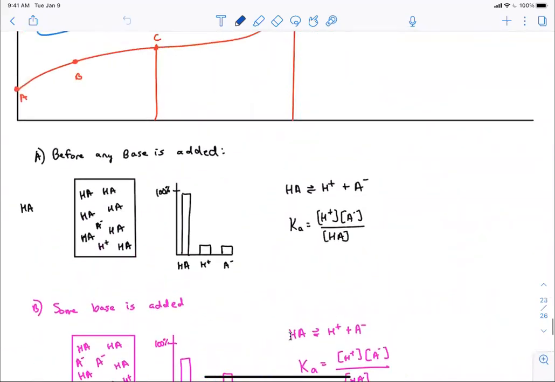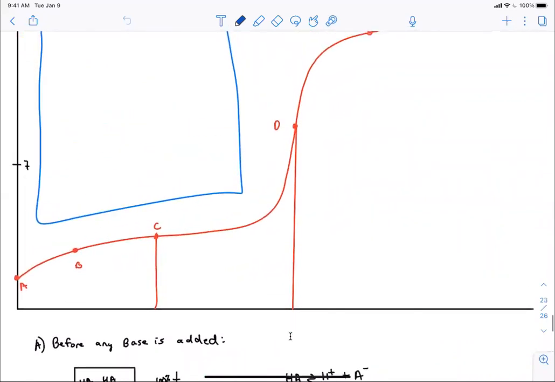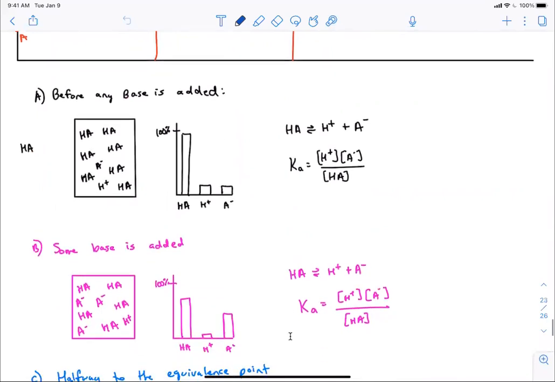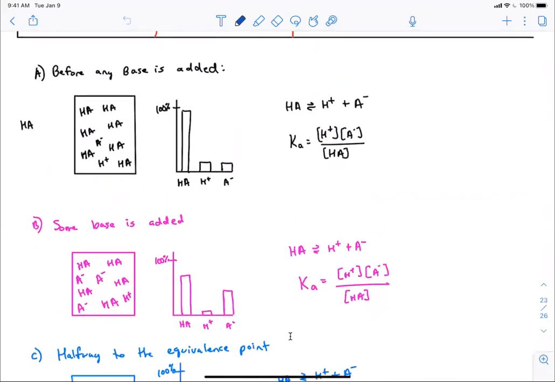So we did a section of this where we were talking about the major species that are existing in here. And when I say major species, I mean about 50%, like 40% or more. So while I documented here that there is some of this in here, that's not a major species. It needs to be halfway or higher.